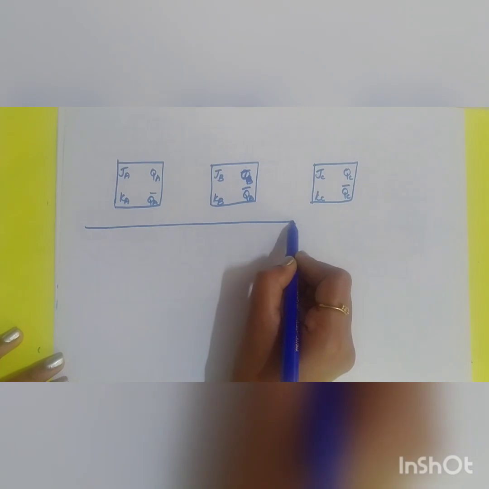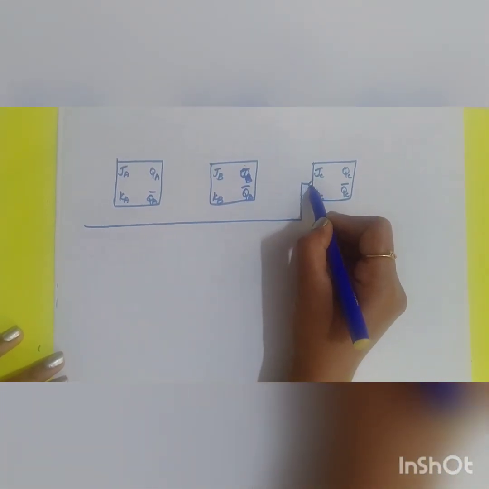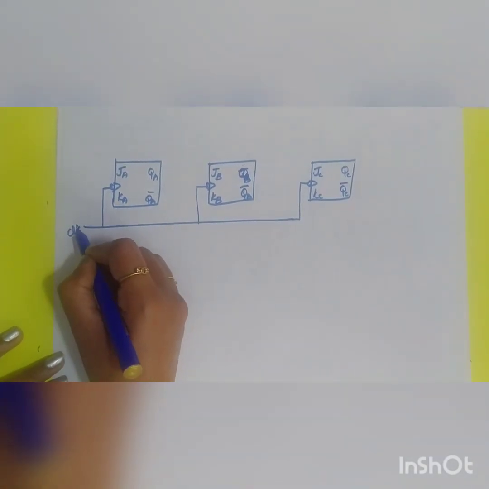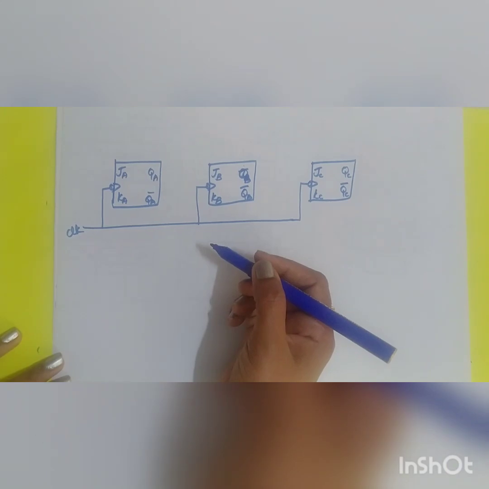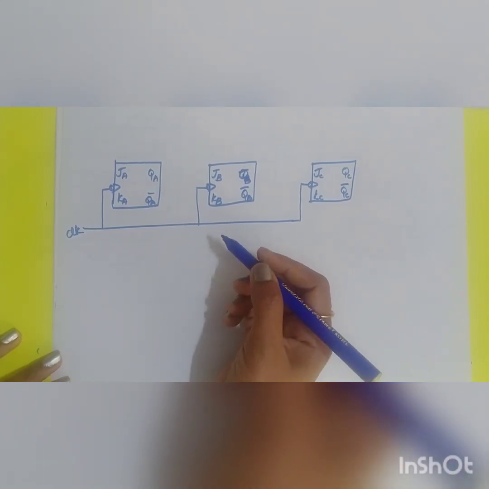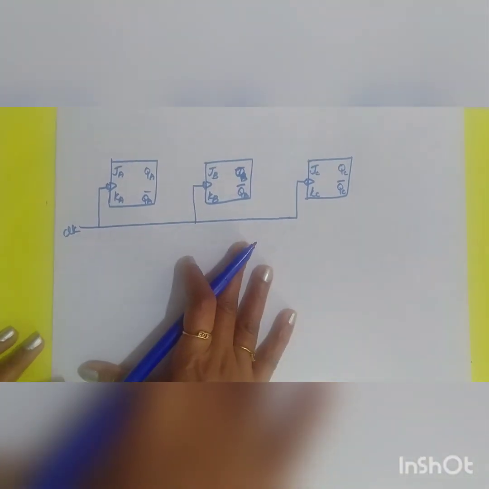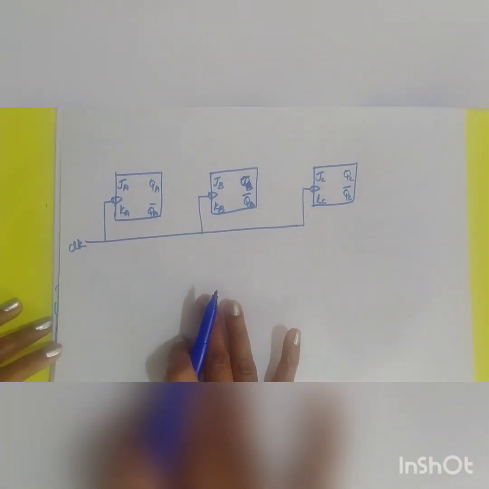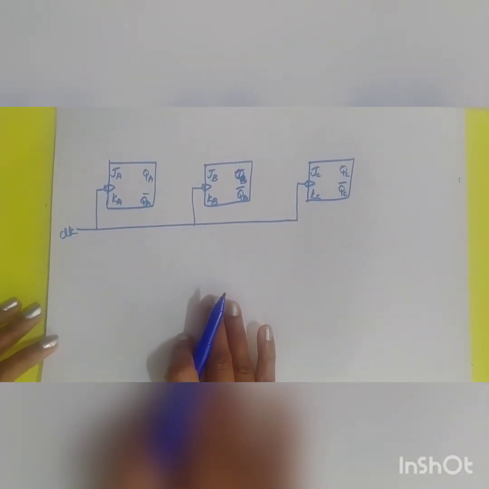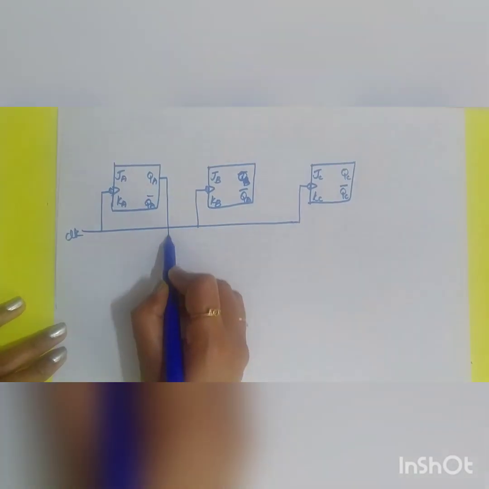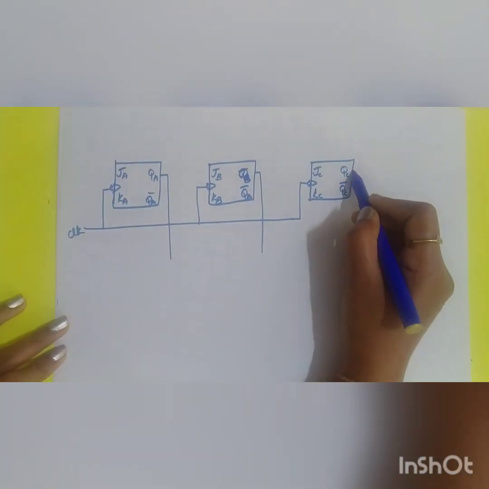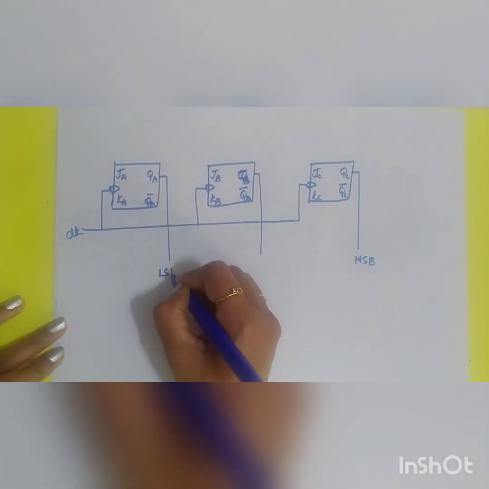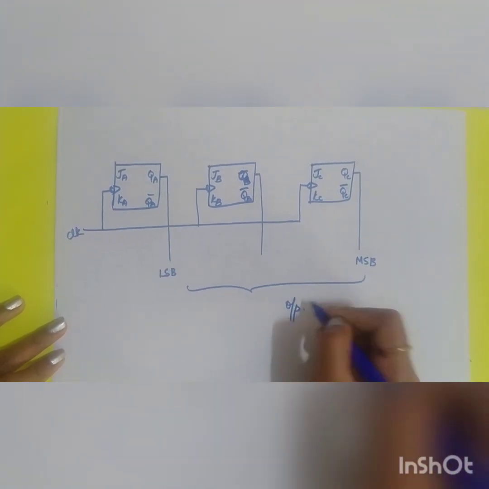Now you have your clock. Let me give the clock as a negative triggered clock. So you have the clock signal, CLK. Now give the connections. For JA, what is the value you have got? JA is equal to QB, QA. So you can use one AND gate, right? So let me take your outputs. QA, QB and QC will be your output. This is going to be your MSB and this is going to be your LSB. So this gives your output.